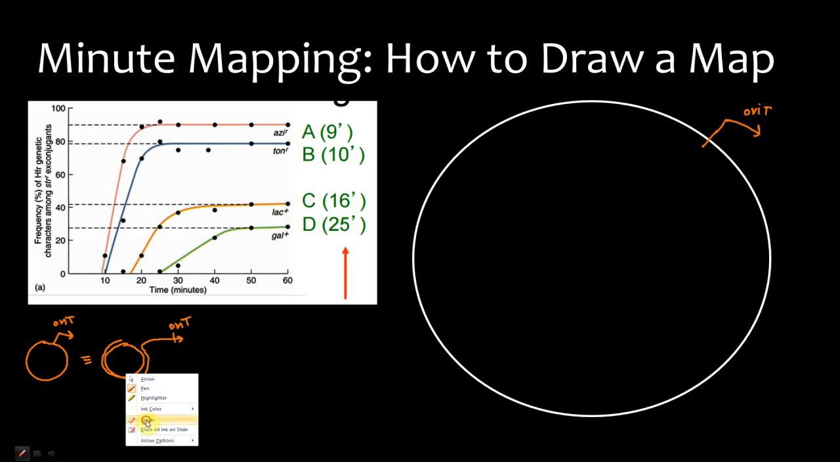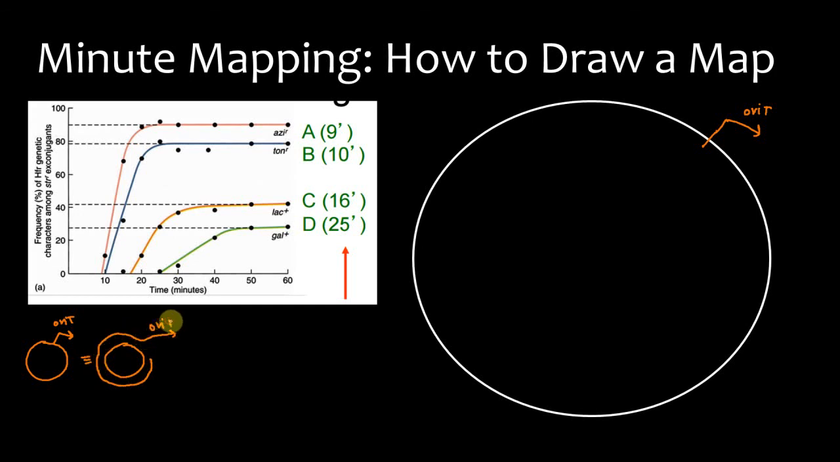Just kidding. Hang on, I'm going to erase this. So I realize this is going to be a little bit confusing based on how I drew this picture. Let's draw it like this. There we go. That's a little bit better. ORIT. We're going to draw it like that. So that means the genes that are here are going to be the genes that are first to go.